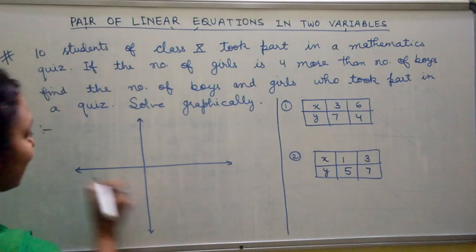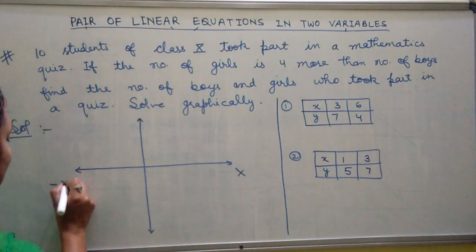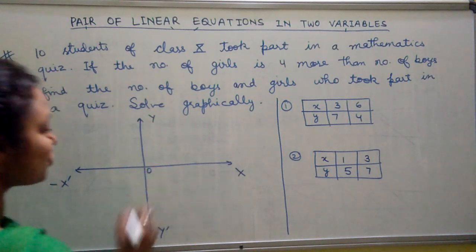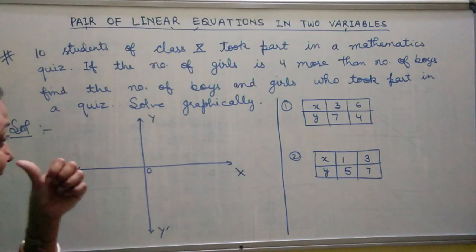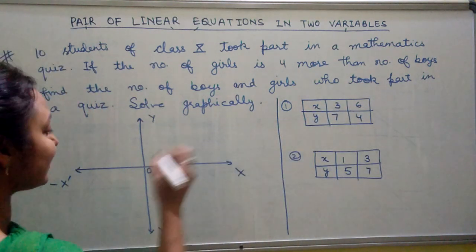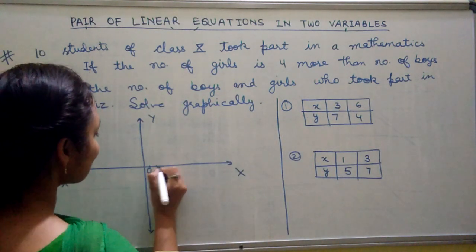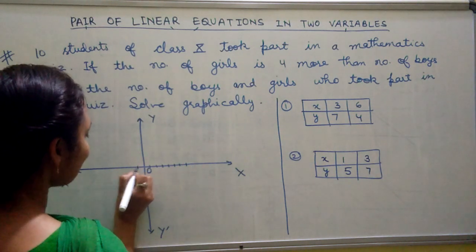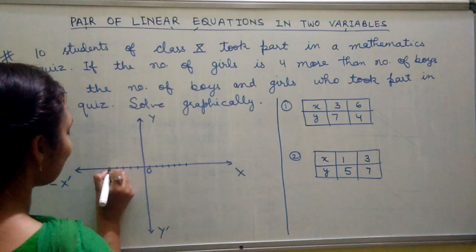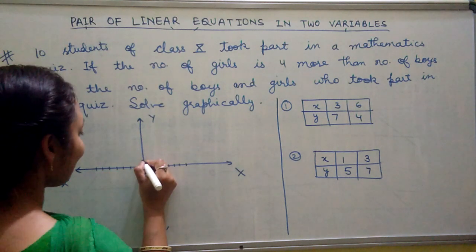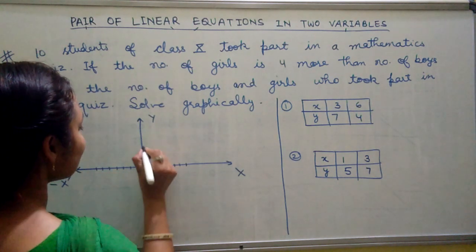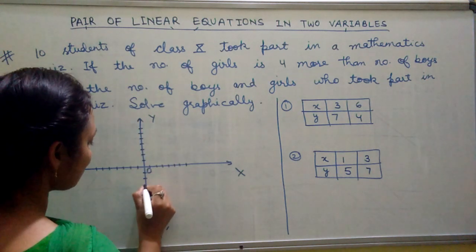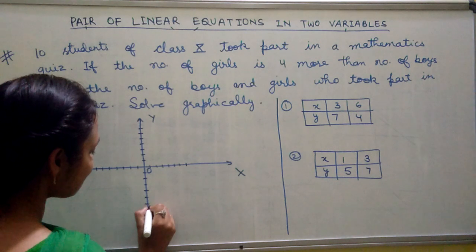Okay, I will take the lines. This is x positive, this is x negative, this is y positive and this is y negative. There is the origin that is represented by O. I will take the maximum values up to 7. So on each axis, positive side: 1, 2, 3, 4, 5, 6 and 7.